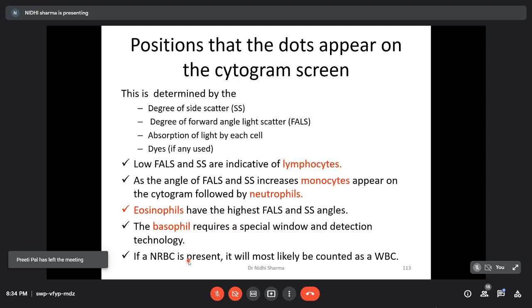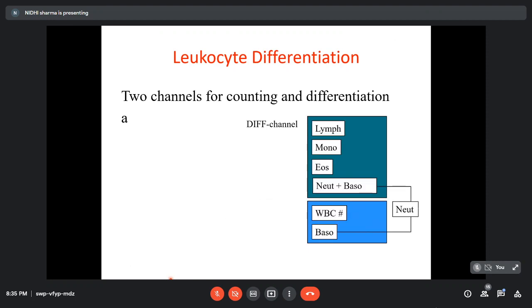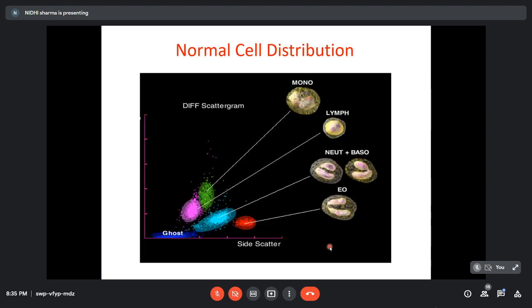And if NRBCs are present and if you have not used any dye for that, they would usually be counted as a WBC and therefore would give you a false WBC count. So one channel is there for your differential, of these cells: lympho, mono, eos and neutro. And you use a separate forward light scattering channel to separate out your baso from your lympho-baso cluster, and that would be called a baso channel.